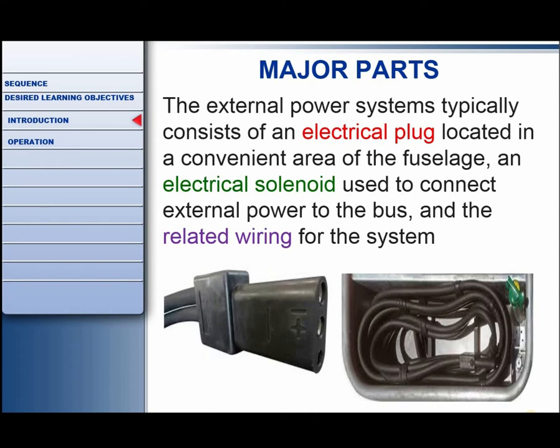General and major parts related to the external power are like this. The external power system typically consists of an electrical plug located in a convenient area of the fuselage. It means that receptacles are available on different parts of the aircraft where we can connect external power. So it's very important for us to know how we can connect the external power with the aircraft. There is also an electrical solenoid used to connect external power to the bus, and the related wiring for further systems.